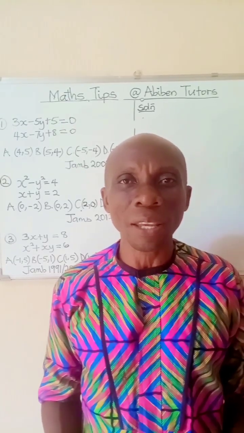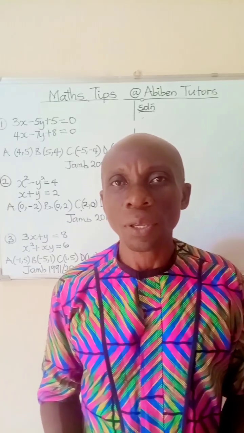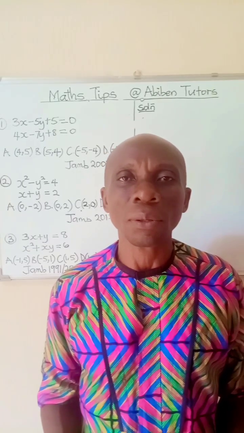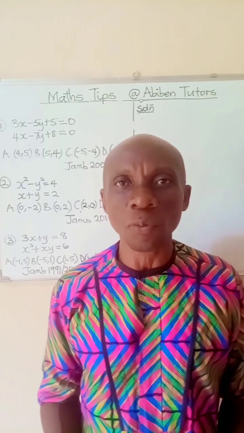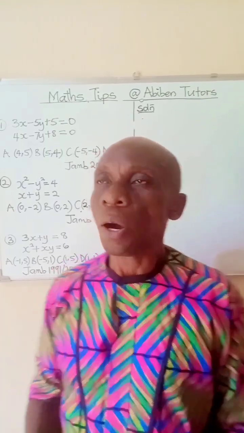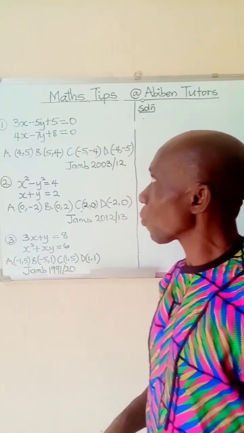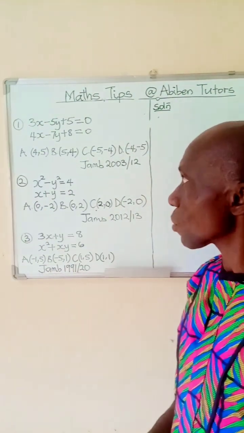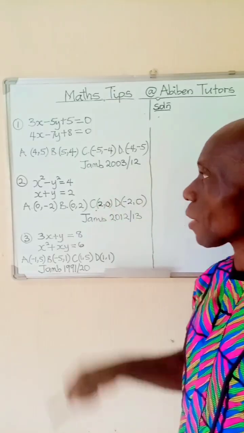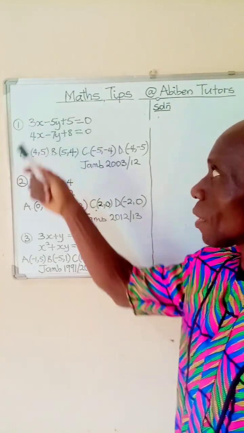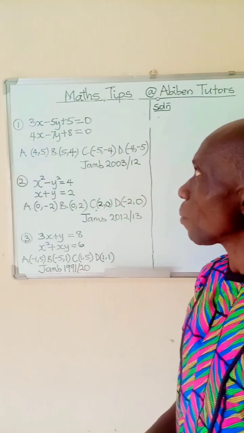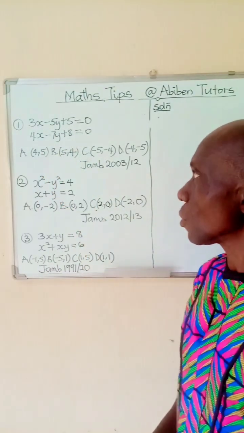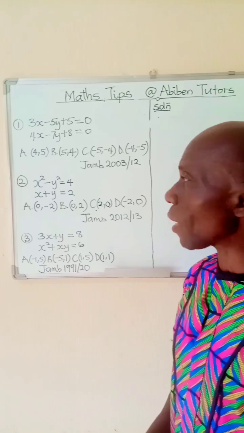Today we want to look at a quick way you can handle equations for examinations like JAM and other objective-based exams where nobody needs to see your working. On the board we have question number 1. We have a pair of simultaneous equations drawn from JAM 2003, exactly question number 12. It says 3x minus 5y plus 5 equals 0, and then 4x minus 7y plus 8 equals 0. We are expected to solve for the values of x and y.